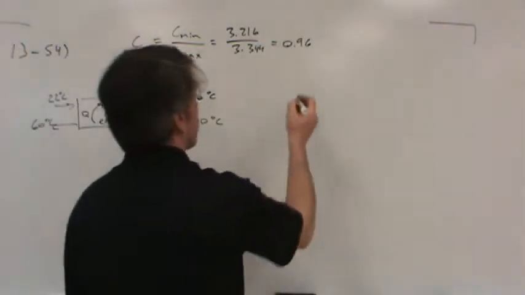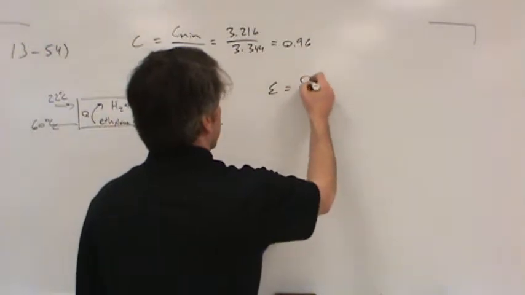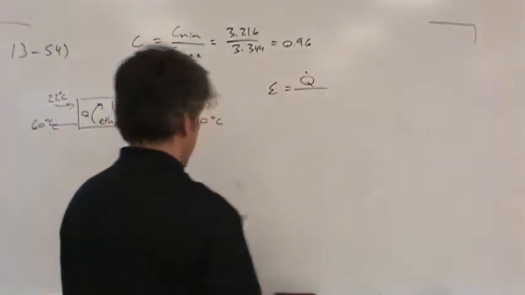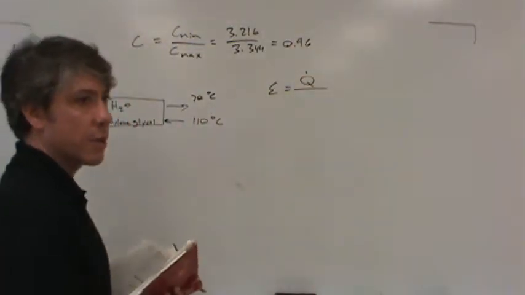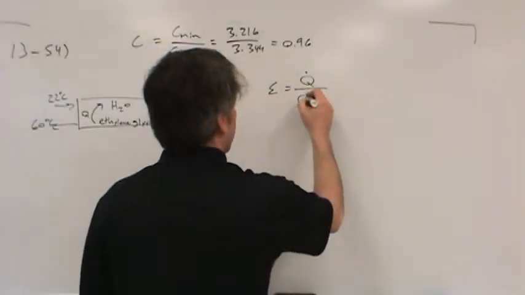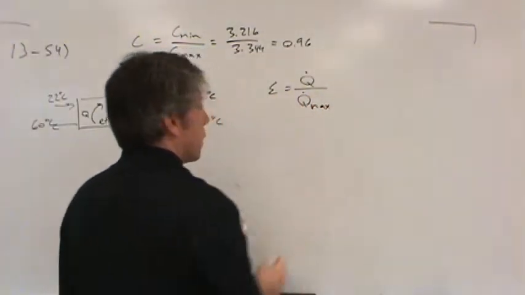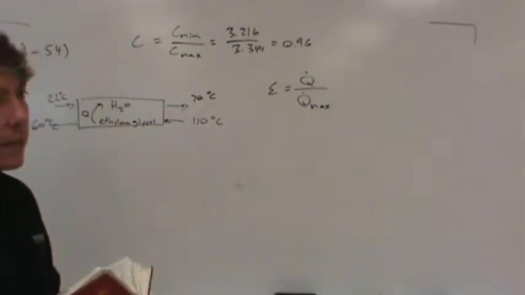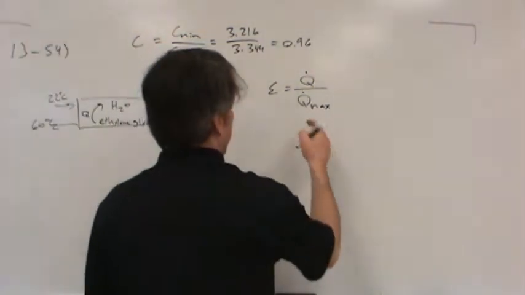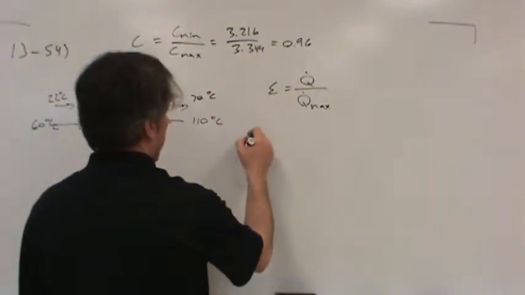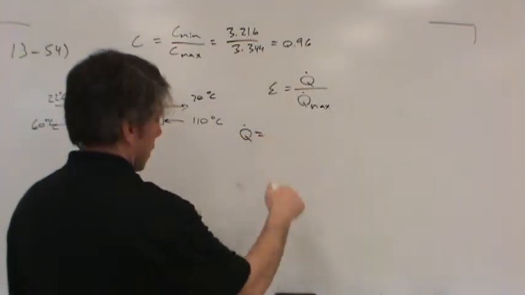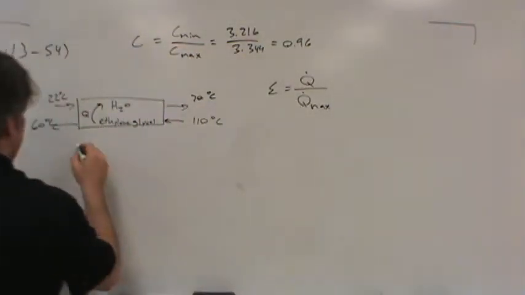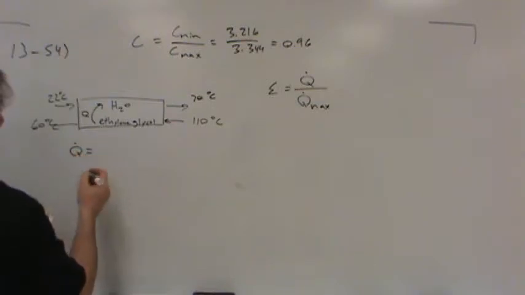Now, what is effectiveness? Well, effectiveness is the actual heat transfer rate, divided by the maximum heat transfer rate. Guess I shouldn't have erased what I just had, we're going to use it. Now, how do you calculate these things? Let's go off here and calculate them. While we're at it, let's just get Q dot. I erased it, but anyway, it's easy.